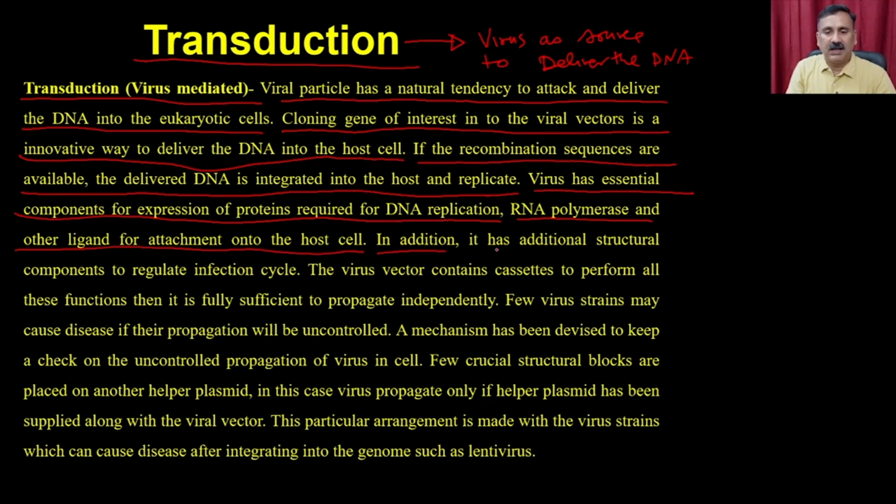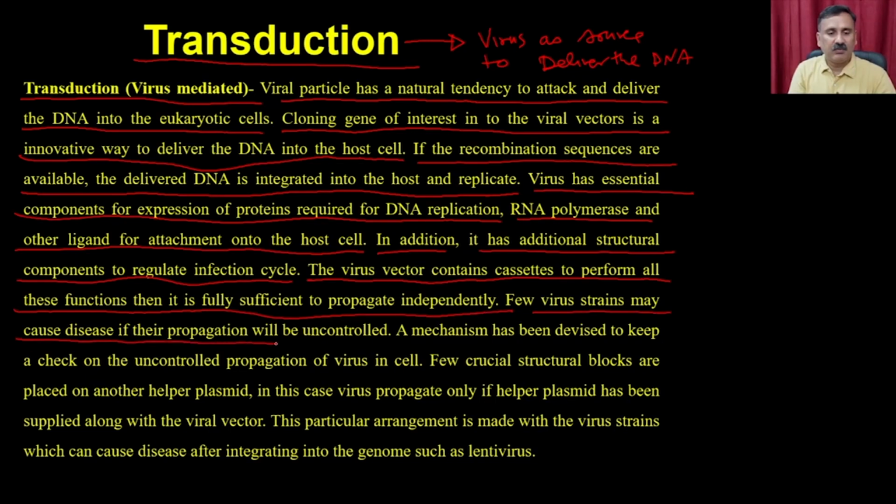In addition, it has additional structural components to regulate the infection cycle. If the viral vectors contain a cassette to perform all these functions, then it is fully sufficient to propagate independently. Few virus strains may cause disease if their propagation is uncontrolled. A mechanism has been devised to keep a check on the uncontrolled proliferation of the virus in a cell.